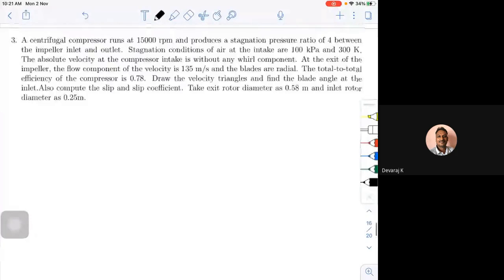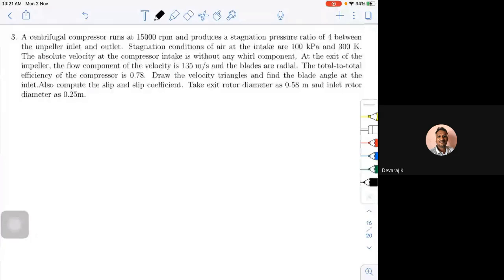Okay. A centrifugal compressor runs at 15,000 RPM and produces a stagnation pressure ratio of 4 between the impeller inlet and outlet. The stagnation conditions of air at the intake are 100 kilopascals and 300 Kelvin. The absolute velocity at the compressor intake is without any whirl component. At the exit of the impeller, the flow component of velocity is 135 meters per second.